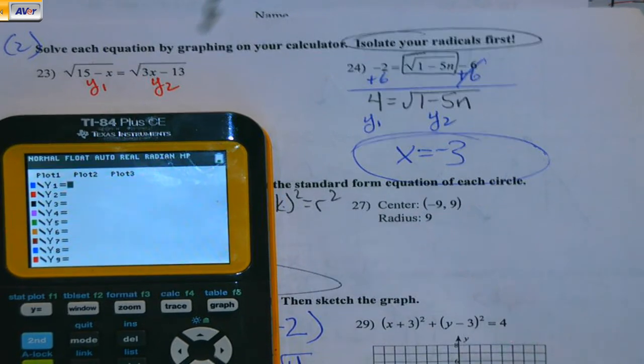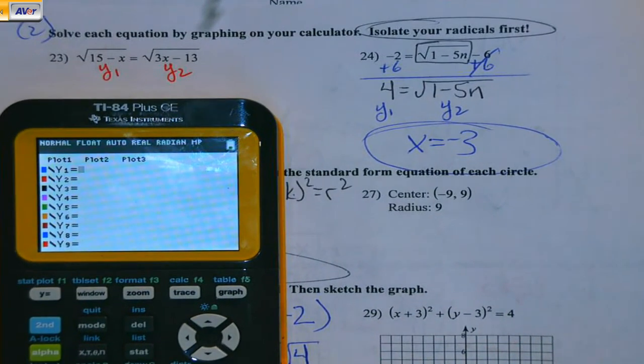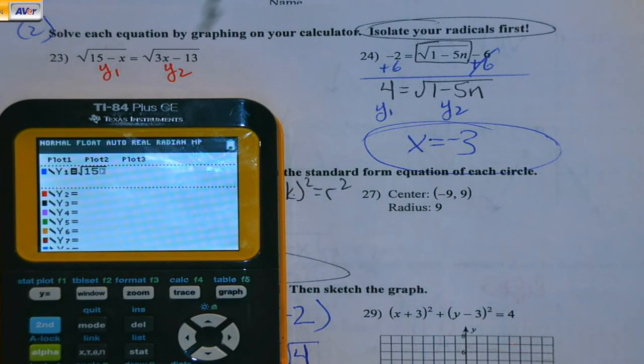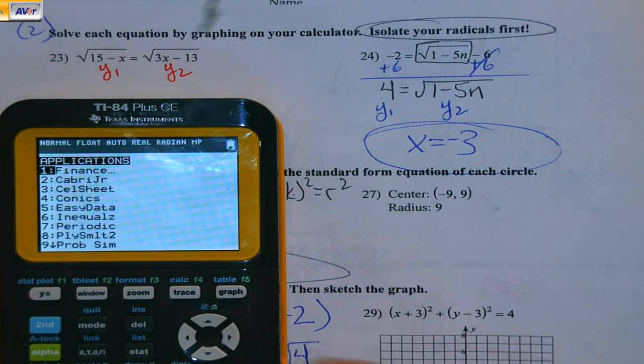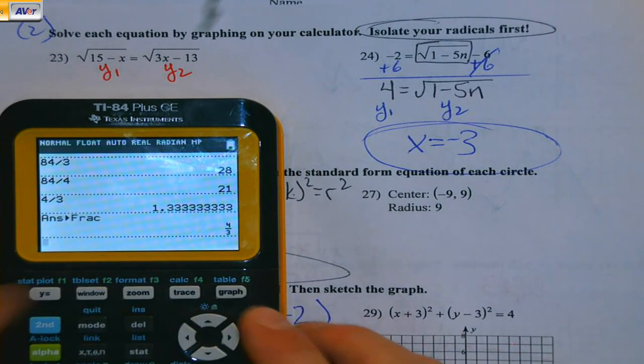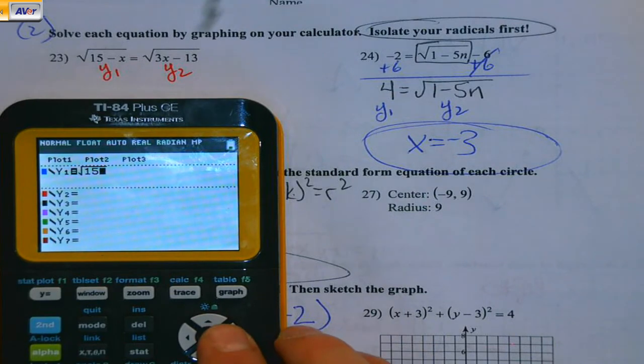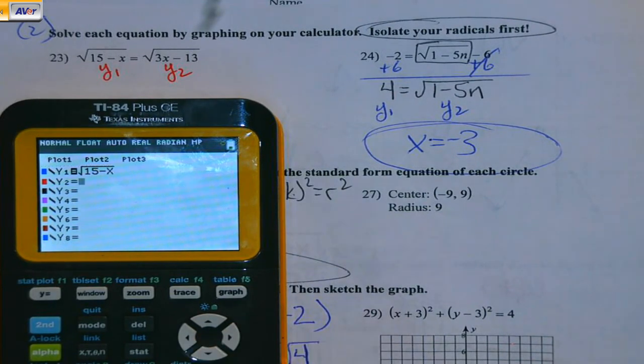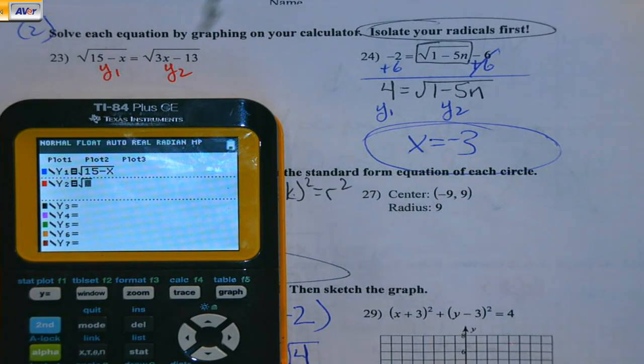And again, once we're here, to get your radical, it's second and x squared. 15 minus, whoa. Let's get out of there. Let's try that again. Technology is great until it goes haywire. Okay, 15 minus x. And then I'm going to arrow down and I'm going to type in the other one. Second x squared. 3x minus 13.